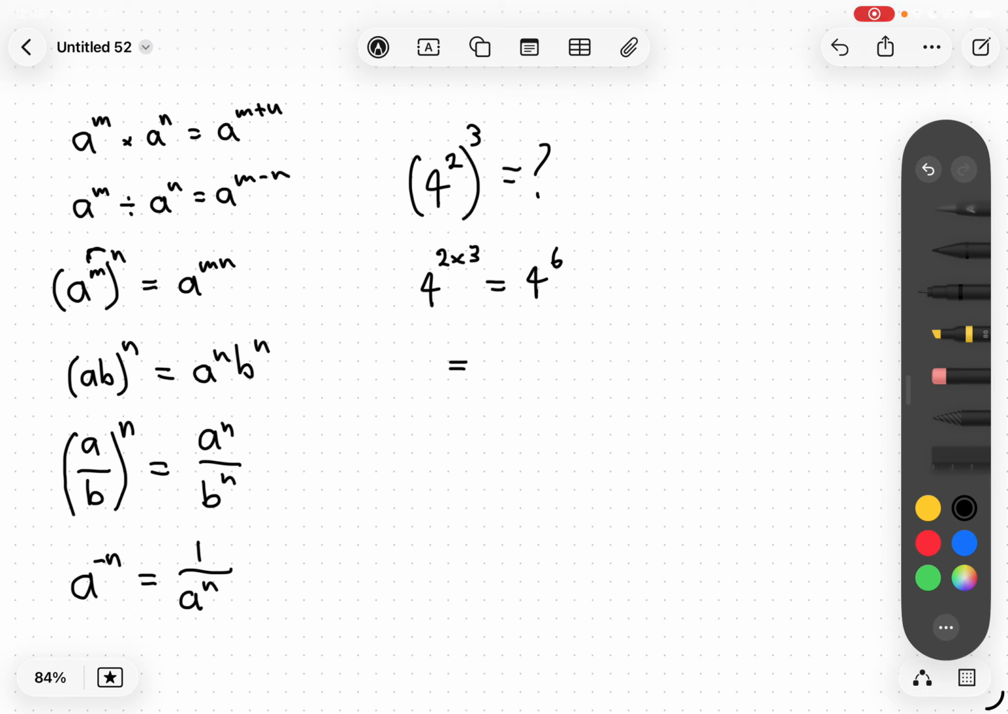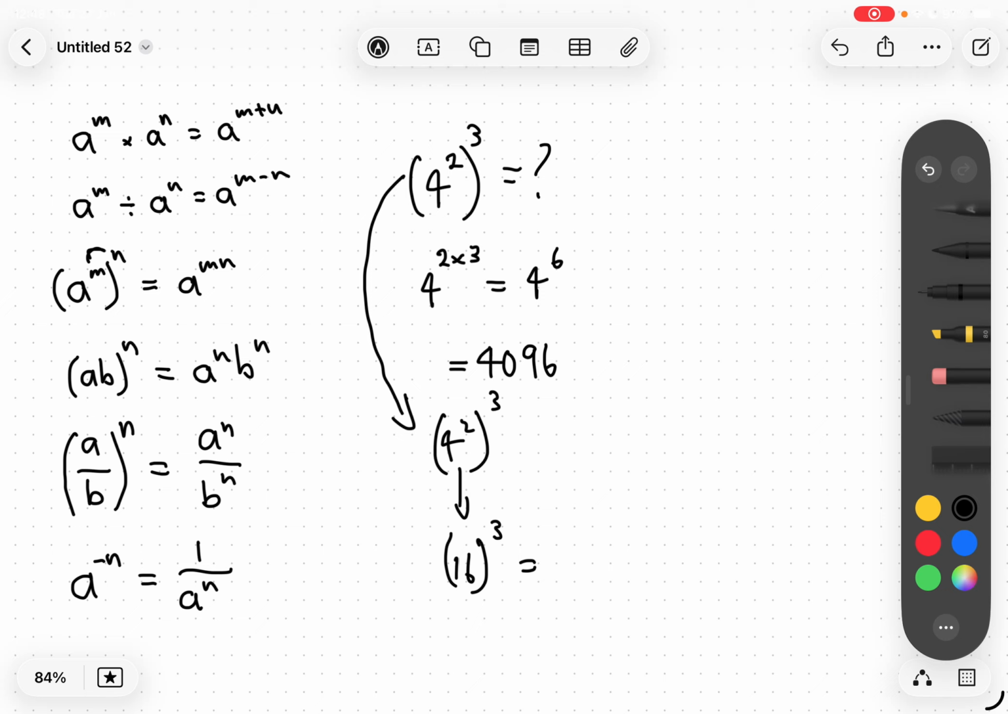And we can just put that into our calculator, and that is 4,096. Now we can actually check this because if we bring this down here, we should be able to do 4 squared, which is 16. So we'll do 16 to the power of 3. If we put that into our calculator, that is also 4096. So there we go.